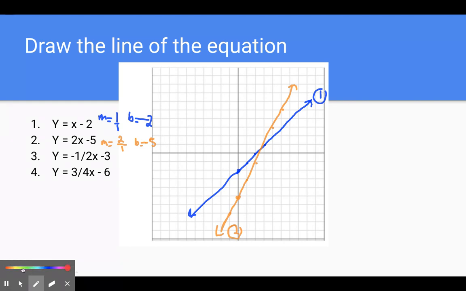If we do another color, line 3, our slope, or our m, is -1/2. Our b here is -3. Notice all of our y-intercepts are negatives. That's just coincidence.